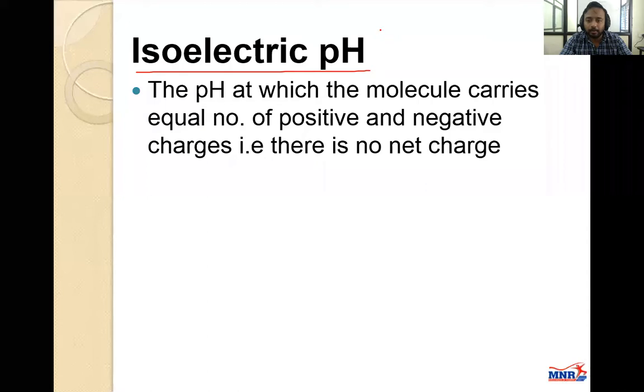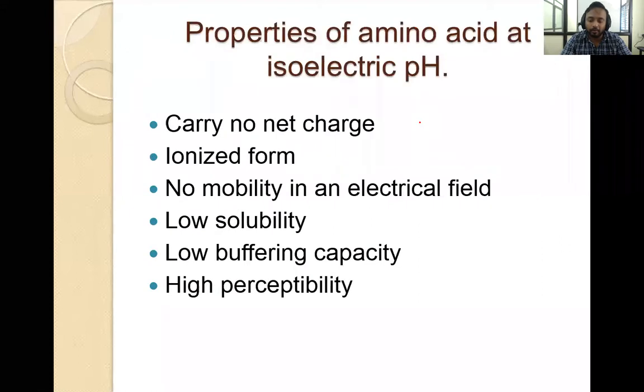Isoelectric pH is an important 3-mark question. They'll ask in the exam. It is the pH at which the molecule carries equal number of positive and negative charges. So the net charge of the amino acid is nil. There is no net charge over the amino acid because positive and negative cancel each other. So the amino acid is electrically neutral in nature.